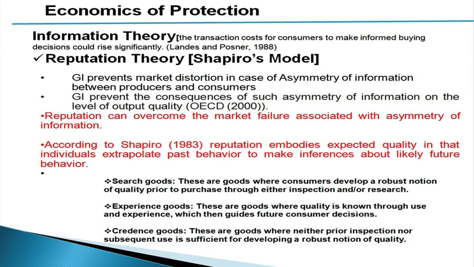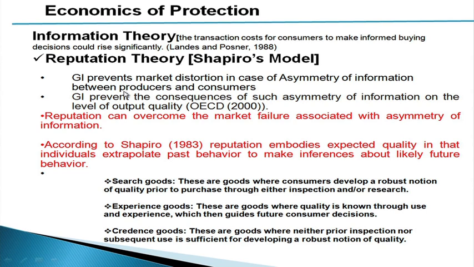So, if you provide the indication, then information with reference to quality is provided for the product, which may lead to the reduction of the transaction cost. Information asymmetry leads to an increase of transaction cost, and information symmetry may lead to a decrease in transaction cost. So, GI somehow tries to provide information symmetry, so you may consider that it tries to reduce the transaction cost. Okay. So, information theory, then reputation theory.